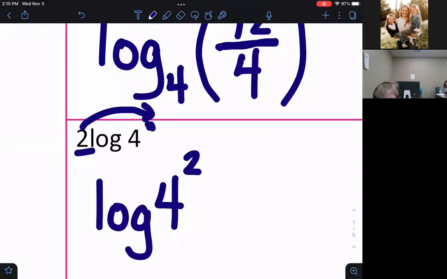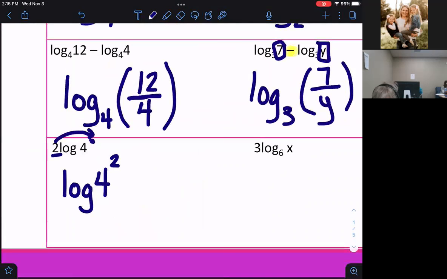So in this case, we have a common log. So log base 10, since there's no number written there, remember it's 10. The 4 stays where it's at, and then the 2 becomes an exponent attached to that 4. So log of 4 squared. So when we're condensing, we're moving numbers that are out front of logarithms up to exponents, making them just a tad bit smaller to condense them.